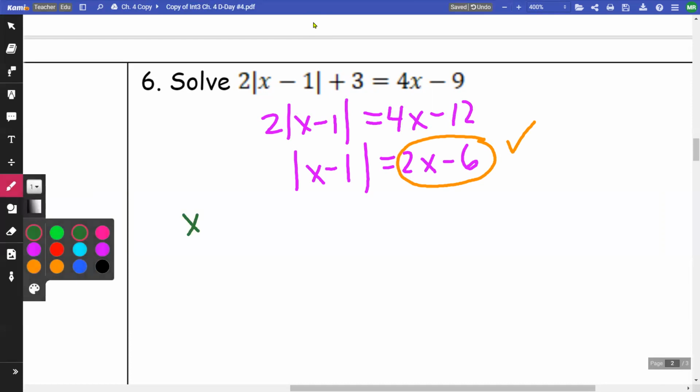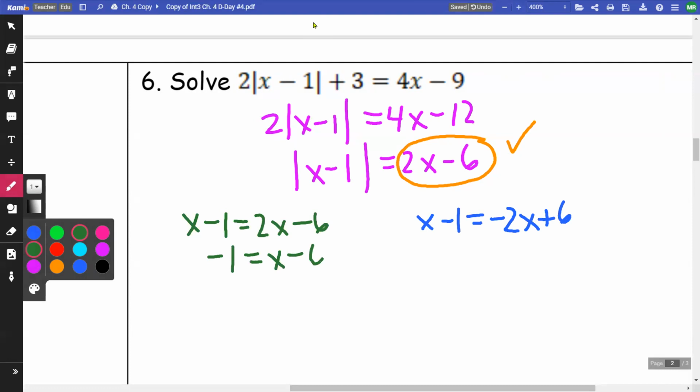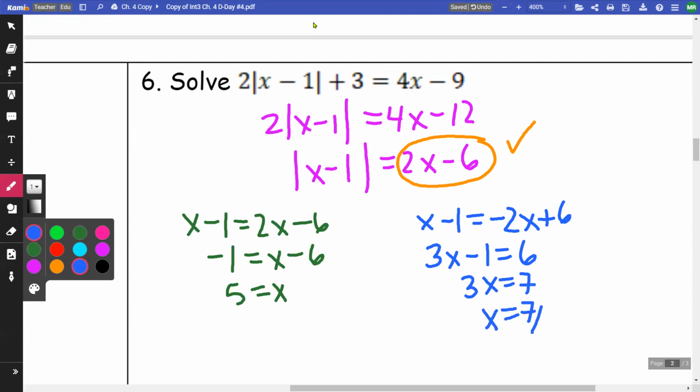One equation is going to be x minus 1 equals 2x minus 6. The other equation is going to be x minus 1 equals, and I'm going to make that in the orange circle opposite, so it's a -2x plus 6. And I'm going to solve these. So the first one, I'm going to get -1 is equal to x minus 6. If I subtract x from both sides, I'm going to add 6 to both sides, and I get 5 is equal to x. For my second one, the blue one, I'm going to add 2x to both sides. So I get 3x minus 1 equals 6. I'm going to add 1 to both sides. So I get 3x is equal to 7. I get x is equal to 7/3.